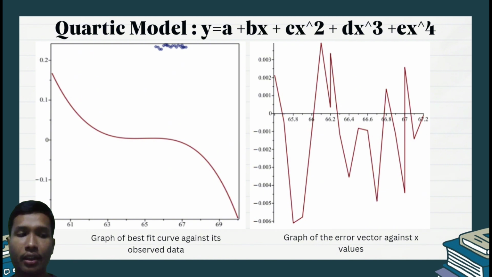As we can see, the graph on the left is the graph of the best fit curve against its observed data. Here we see a slightly horizontal line starting from point 6.3 to 6.7, so we can assume that the values are almost the same. Meanwhile, on the right side, the graph shows the error vector against the x values.